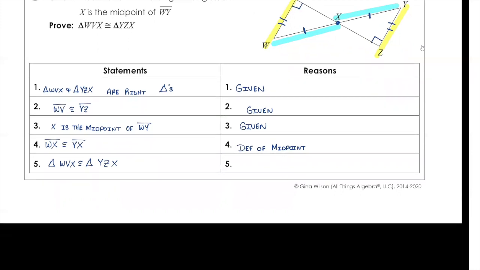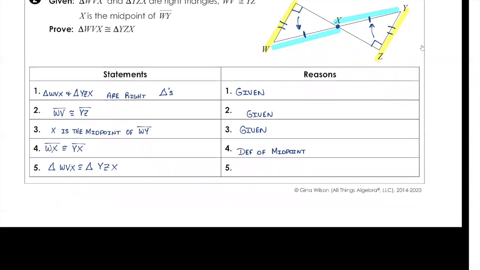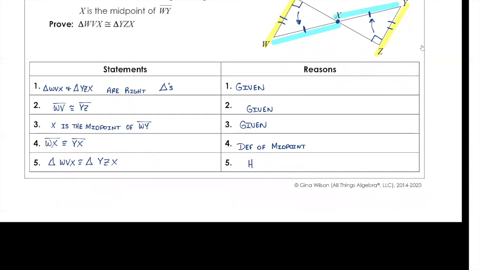All right, so do we have a hypotenuse leg? Did they give us congruent hypotenuses? Yes. Do we have one pair of congruent legs? Yes. So why are my triangles congruent? HL. Hypotenuse leg only works in what? Right triangles, triangles with a right angle.